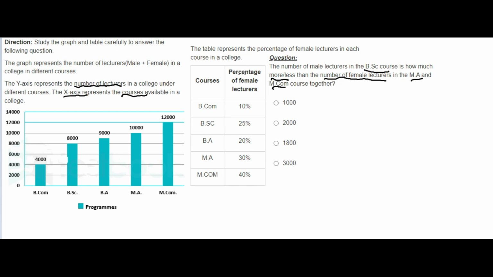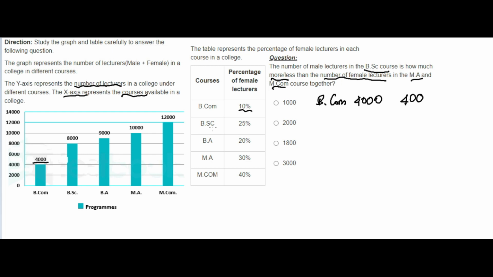The first one, look at the BCom. BCom comes to 10. Totally, listen here, how many members are available? 4,000 lecturers are available. So I just write BCom, 4,000 lecturers available. Among the 4,000, 10% are female lecturers. What's 10% of 4,000? It is about 400.